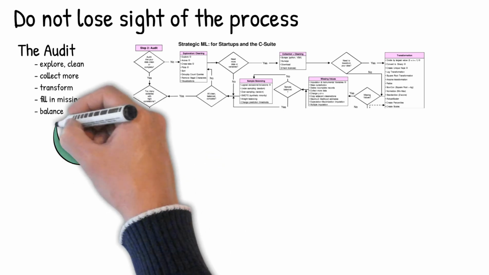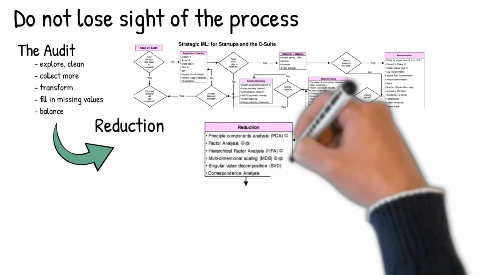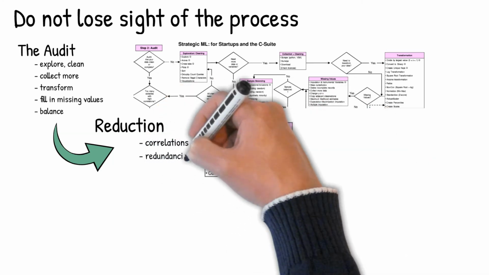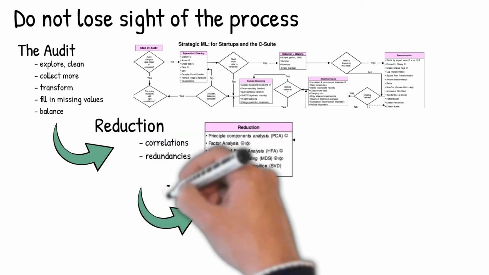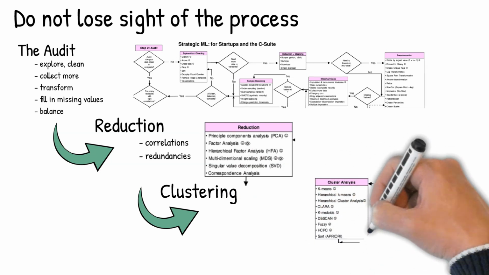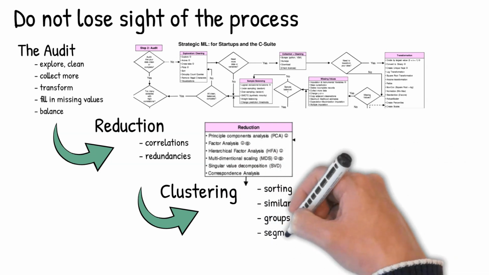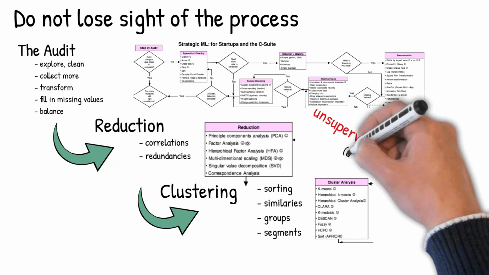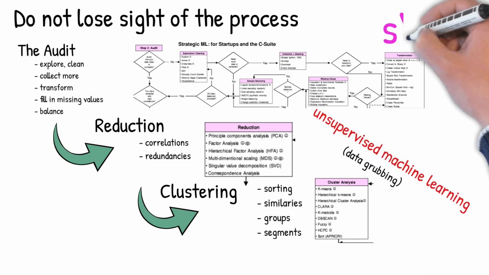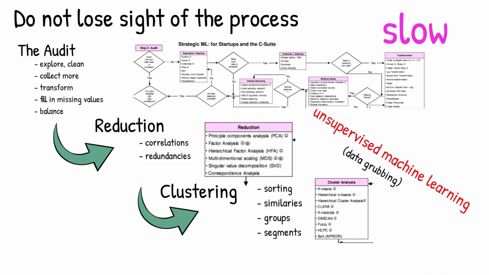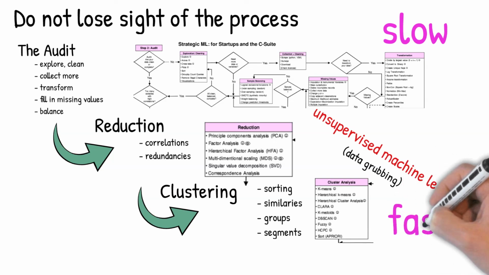Then you go to data reduction. See if the data are redundant with each other. And then finally, you'll do a cluster analysis that may give you insights into similarities or groups or segments. Remember, the data cleaning process is the slow part. Doing data reduction and clustering can take as little as 1 or 2 weeks once the data have been cleaned.